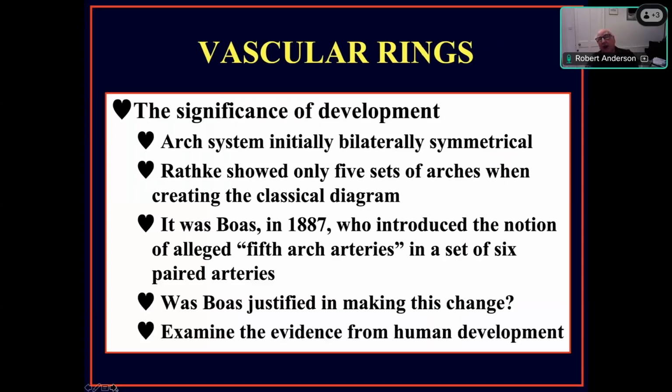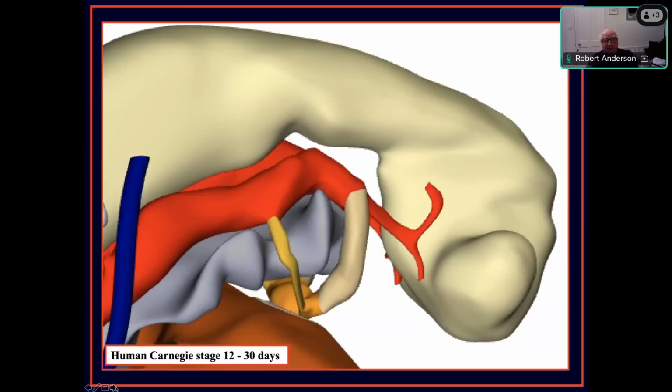So let me share with you again the evidence that we now have from human development with regard to the development of the pharyngeal arches. So here we are, very early in development, 30 days. We're at the beginning of the 5th week of development. As you know now, this is what we call Carnegie stage 12.